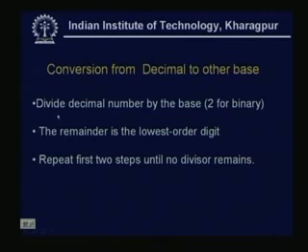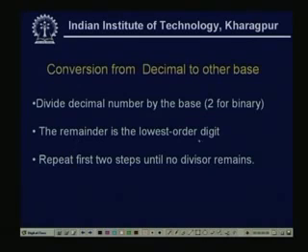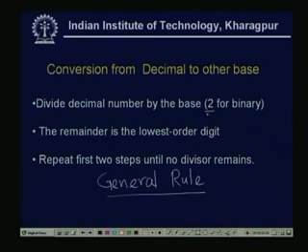First, this is a general principle, a general rule I can tell: divide the decimal number by the base. Base means here the number system that I want to convert to from the decimal number system. Say if I want decimal to binary, that means my base is 2. Say that the remainder is the lowest order digit, and repeat the first two steps until no divisor remains. So, this is my general rule of conversion from decimal to any other number system. Only the base will be changed.